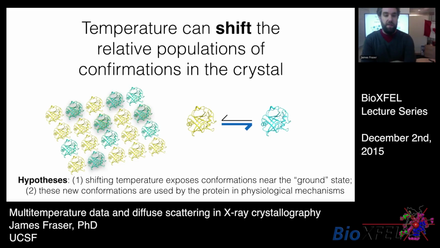And this has really led the lab to work around two fundamental hypotheses that we bring to a lot of our investigations on more mechanistic, biochemical problems. The first is that shifting temperatures really can expose relevant protein conformations that are near the ground state. So just by giving that general kick to the protein, we can see different conformations than if we didn't change the temperature. And the second hypothesis is that these additional conformations that we're exposing by shifting the temperature are used by the protein in its physiological mechanisms.